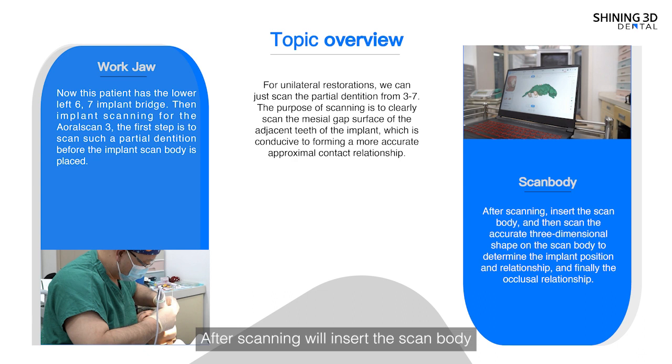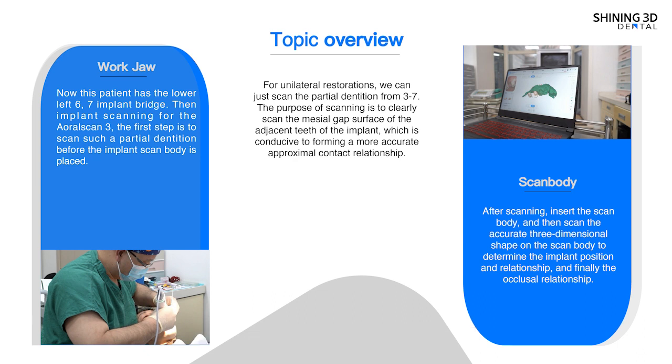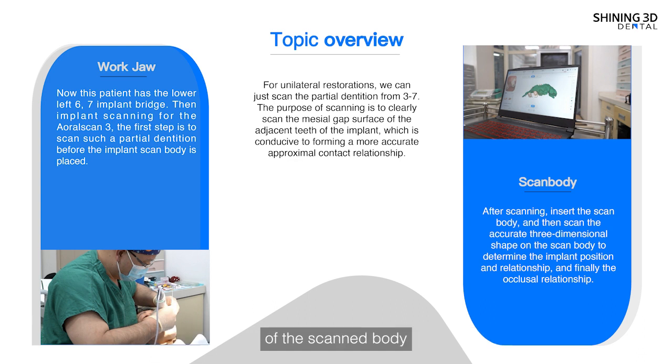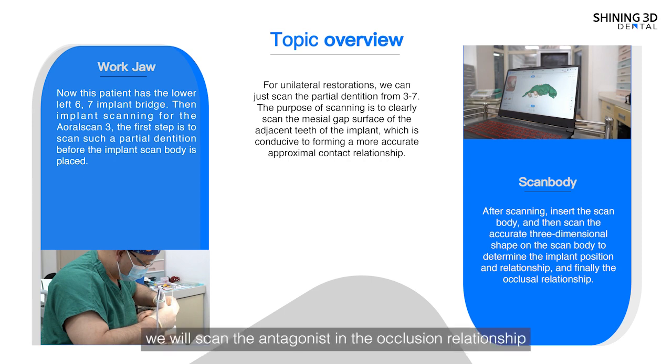After scanning, we will insert the scan body, and then scan the accurate 3-dimensional shape of the scan body to determine the implant position and relationship. And finally, we will scan the antagonist and the occlusal relationship.